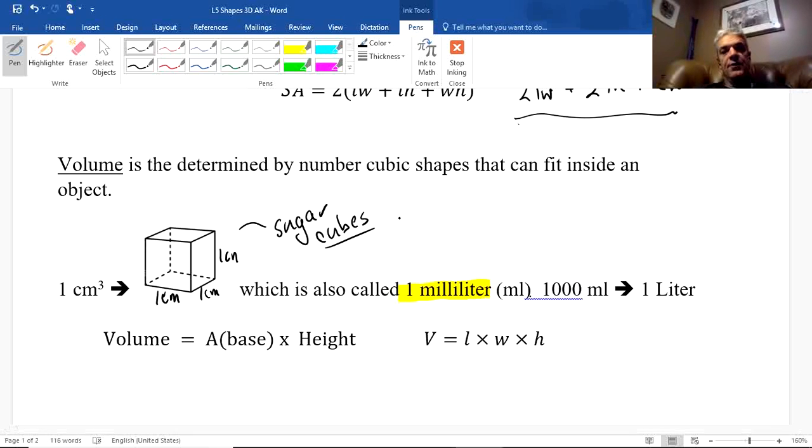And if you have 1,000 centimeters cubed, or 1,000 milliliters, we refer to that as a liter, okay? 1 liter. And so that's where the volume is going.